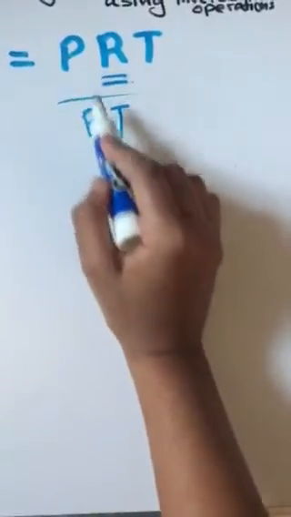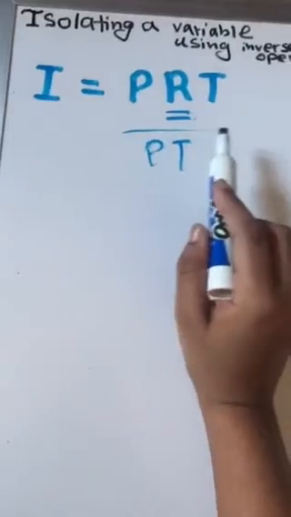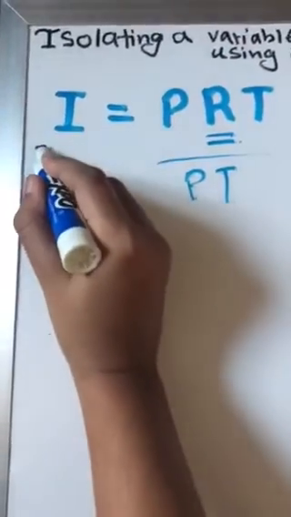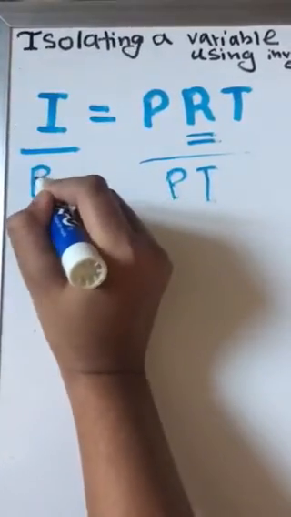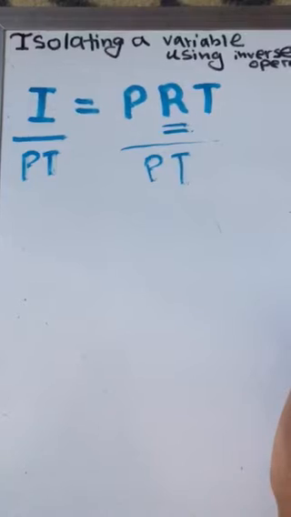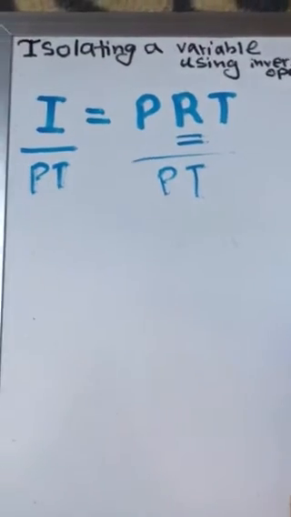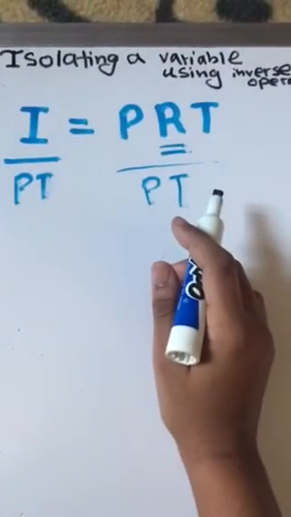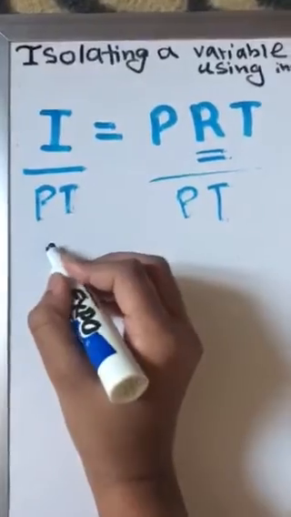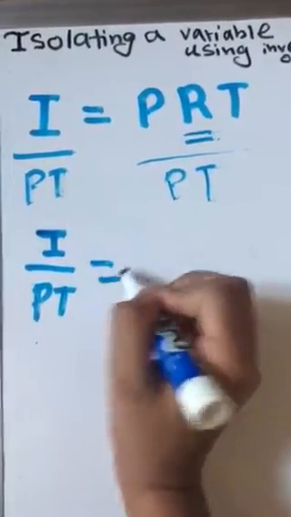This way, p divided by p will cancel out, and we're going to also have to do the same to this side, p, t. So this way we are going to have I divided by pt equals r.